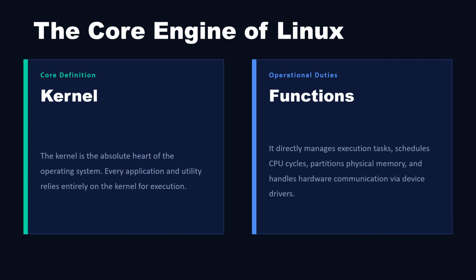This brings us to our major point of clarity. What exactly is the kernel? The kernel is the absolute heart of the operating system. It is the lowest layer of software that interfaces directly with your physical hardware components. Its operational duties are fundamental to the system's life. It manages execution tasks, schedules CPU cycles, partitions physical memory blocks, and handles hardware communication via device drivers. Every single application, daemon, and administrative utility running on your system relies entirely on the kernel for execution.